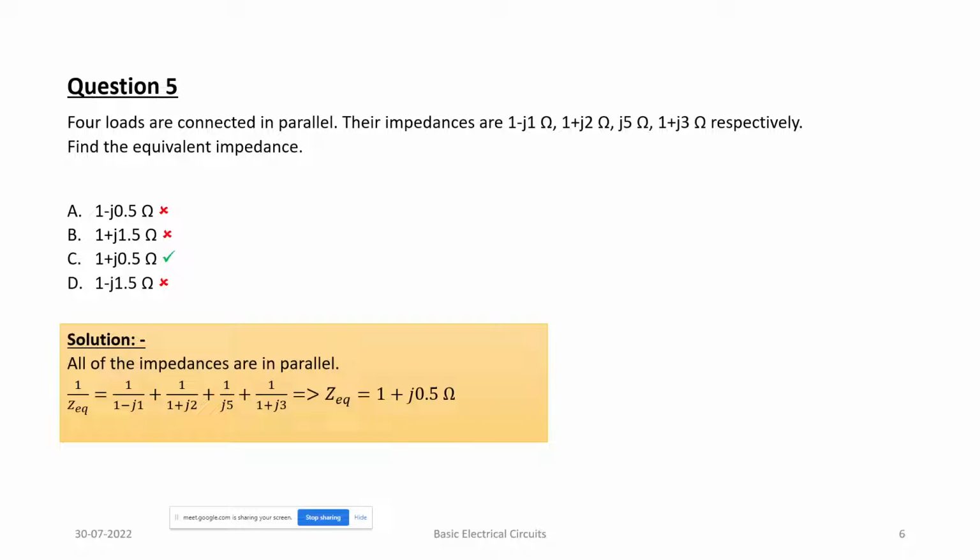We calculate the admittance of each individual load and add them up. Exactly right. We add up all the admittances of the loads and we will get the admittance of the equivalent load. One upon that and then we will get the impedance. So that is what has been done, and C is the answer. Okay? Any doubt? Anyone? No sir. Okay. Let's move to the next question then.